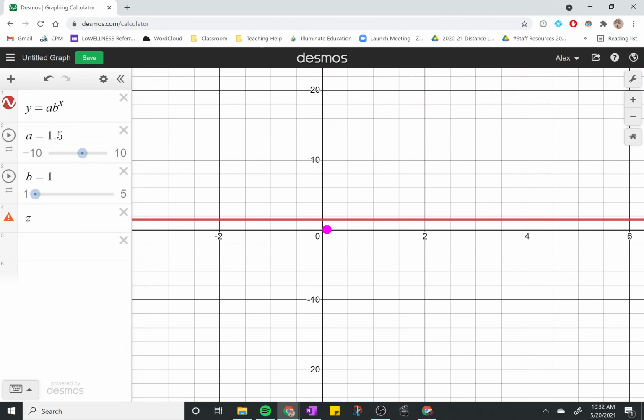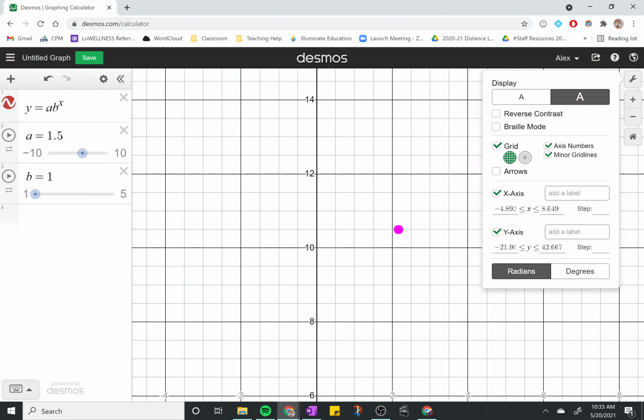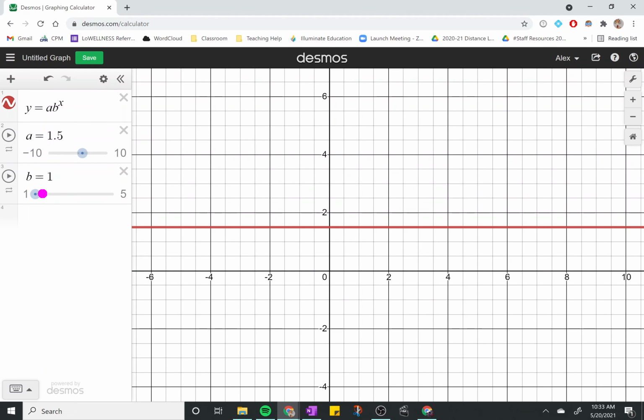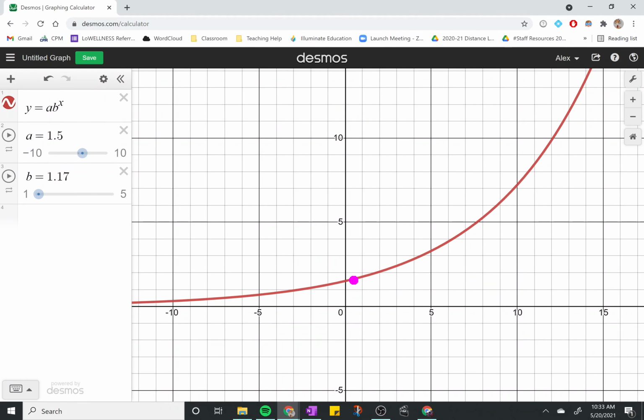Alrighty, so here we are in Desmos, and you can see I set my a value, my y-intercept, to 1.5, and my b value is 1. So it's a flat line, which is not surprising because a multiplier of 1 is just times 1 times 1 times 1. Nothing should happen. Okay, sorry, let me readjust my window here. Okay, so there's my graph. And if I increase my b value, we can see that the graph gets curved upward, going upward from left to right.